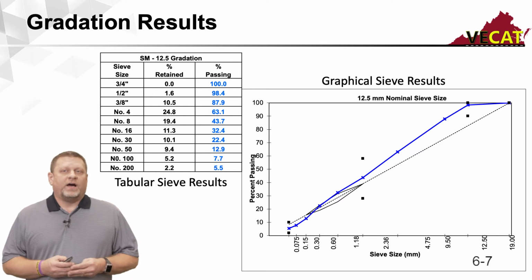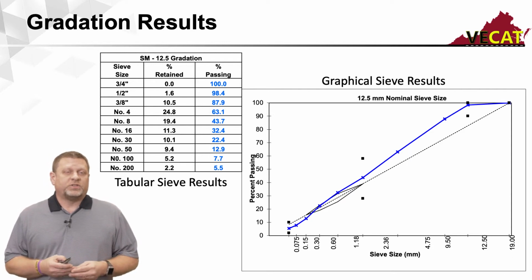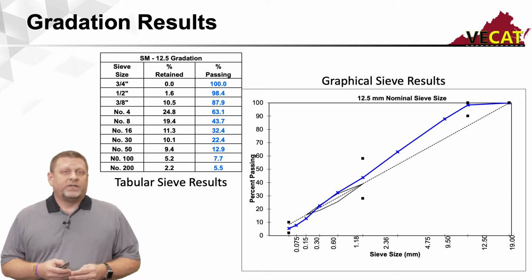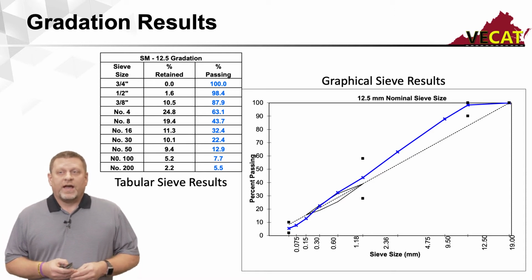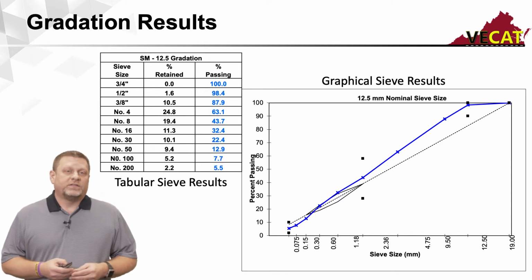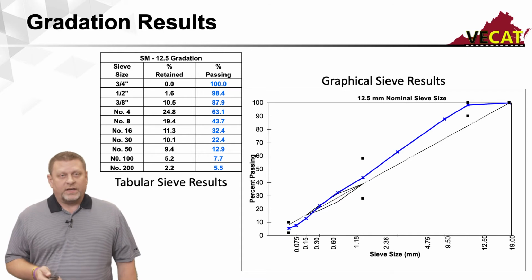Here's just a sample gradation to show you what it would look like a couple different ways. One is a numerical gradation that shows you the percent retained and the percent passing. The other image here is a graphical presentation that will show you the actual graph of how it's on a 45 power plot, showing you the actual same gradation.